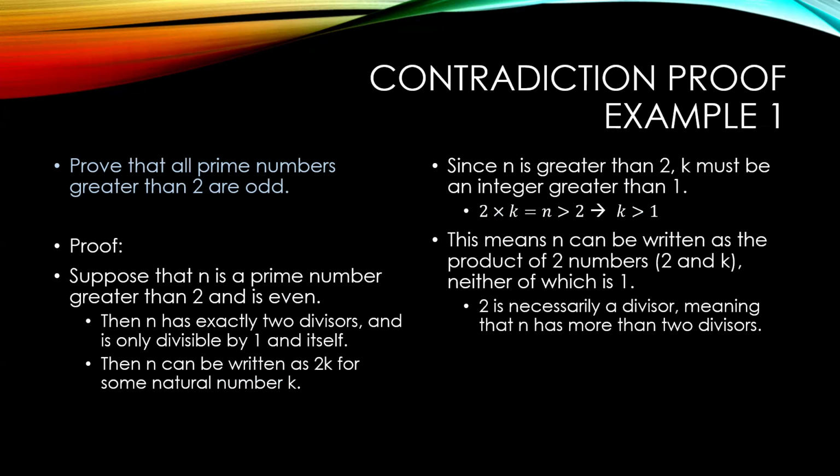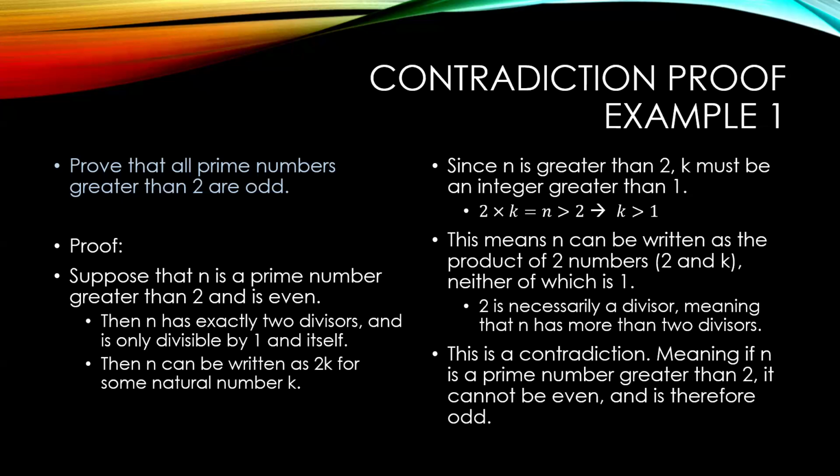But that's where we start to get ourselves in trouble. Because that means that n can be written as the product of 2 numbers, 2 and k, neither of which is 1. 2 is necessarily a divisor, meaning that n has more than 2 divisors. Well, that's a contradiction. We said that the number was prime, and we just proved that if it's even, it's not prime. And so this is a contradiction, meaning if n is a prime number greater than 2, it cannot be even and is therefore an odd number. That's a proof by contradiction.